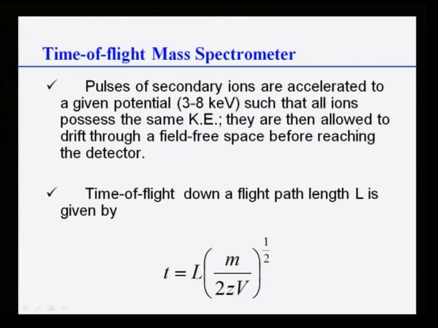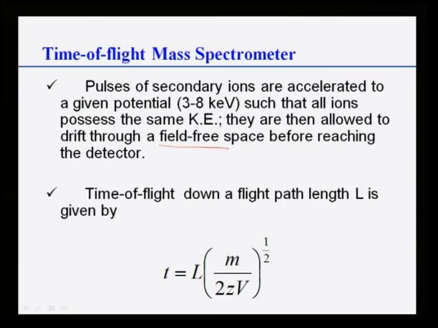Then these ions are allowed to drift through a field-free space. Remember, after these ions are accelerated, they are allowed to pass through a drift space. We are not applying any magnetic or electrostatic field before reaching a detector. Because they have the same kinetic energy, mv²/2, but different masses, their velocities will be different.